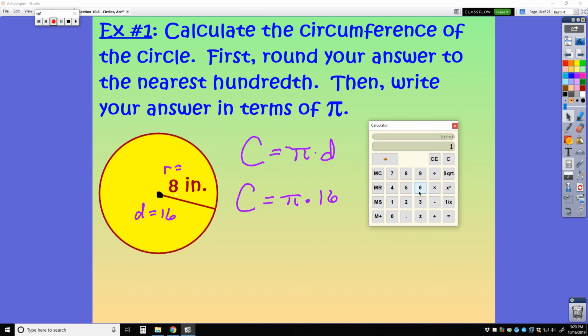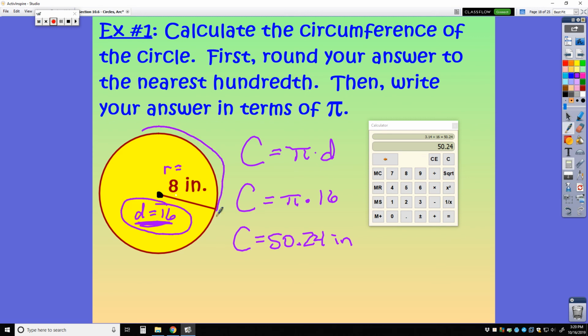So 3.14 times 16 to the nearest hundredth is 50.24 inches. So what we're saying is if the diameter is 16, then 3.14 of these 16 diameters means that the distance around the whole circle is around 50.24 inches long.